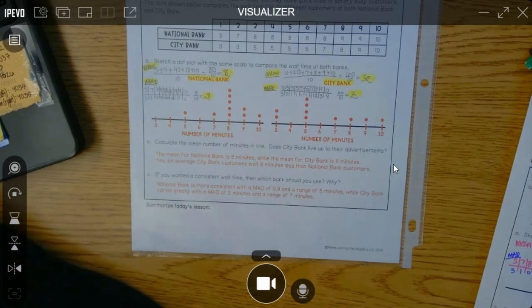Hopefully you understand variability and the measures of center and which one to use a little bit better after today's lesson.